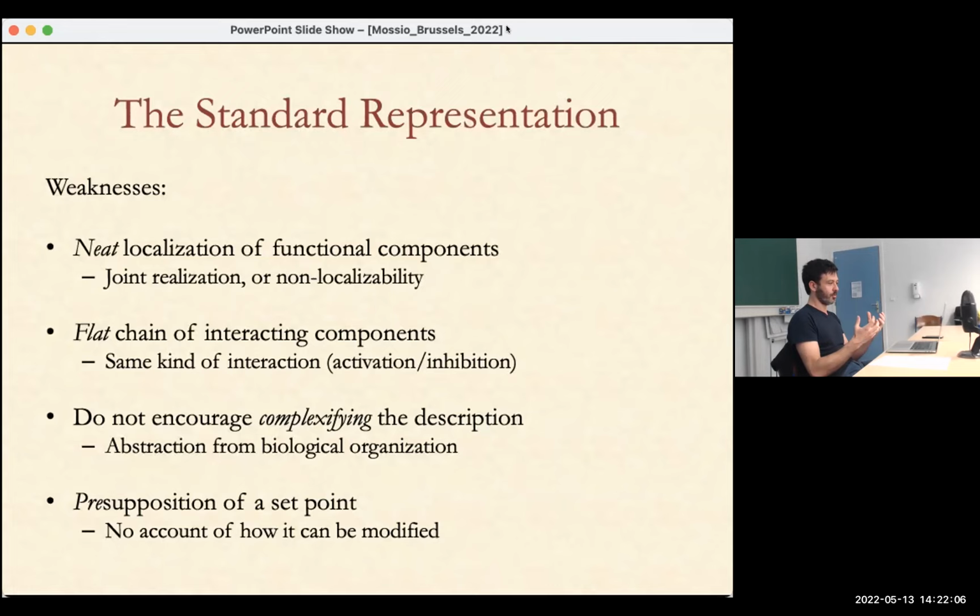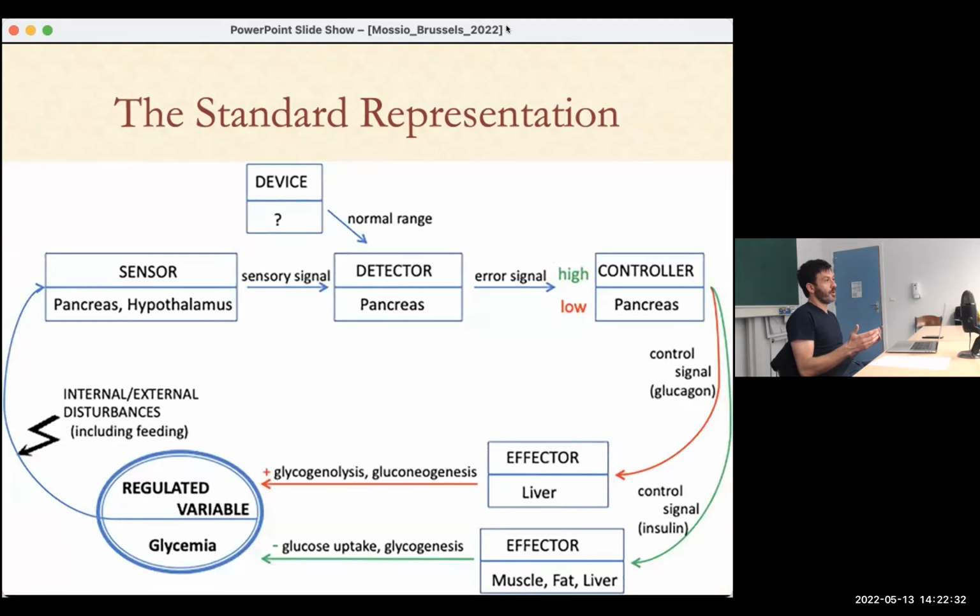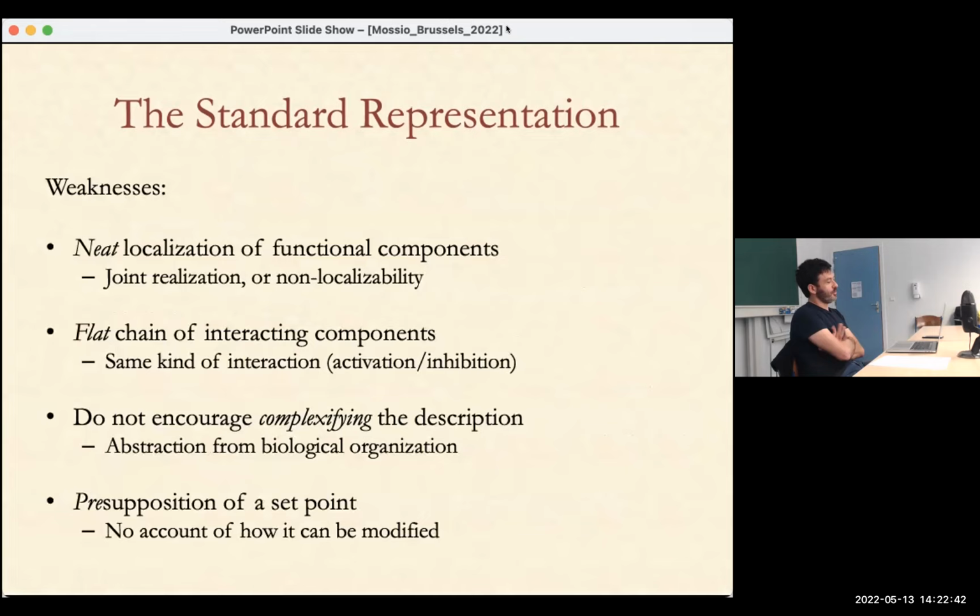And of course, one aspect is the fact that the set point is presupposed by the model. And of course, this is sensible. But for instance, one question is that there is no account of how it could be modified by the dynamics of the system. So in most of these models, there is a normal range which is set from the beginning, and there is no physiological explanation of what can change the set point. Presumably, most of these biologists would say that evolution set it, something like that. But there is no part of the discussion in these models.